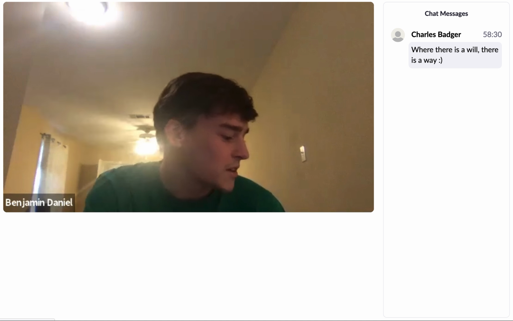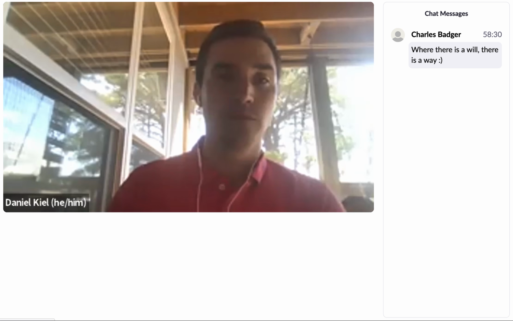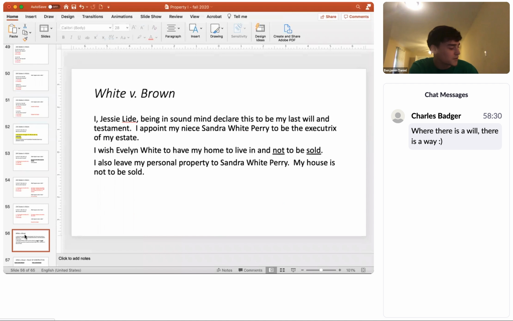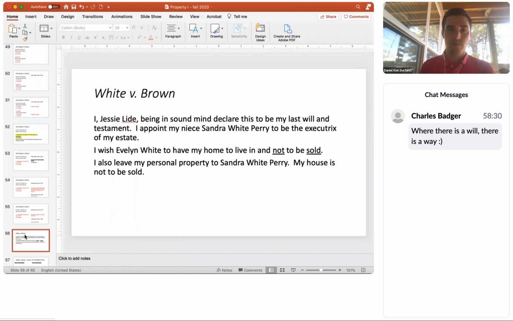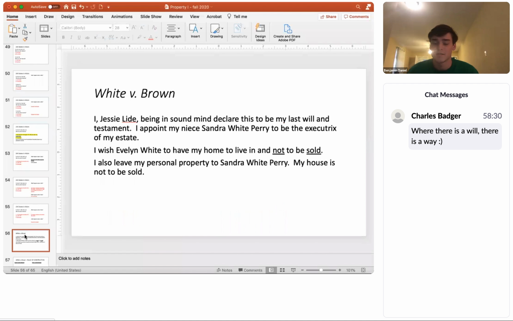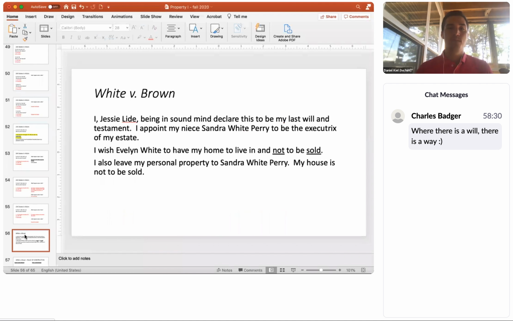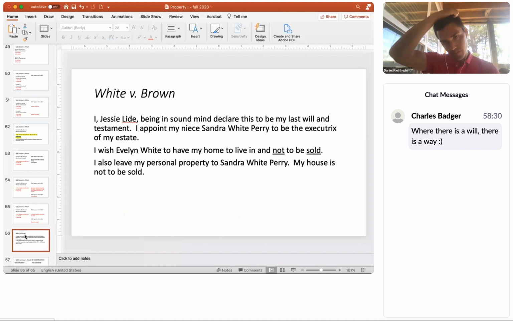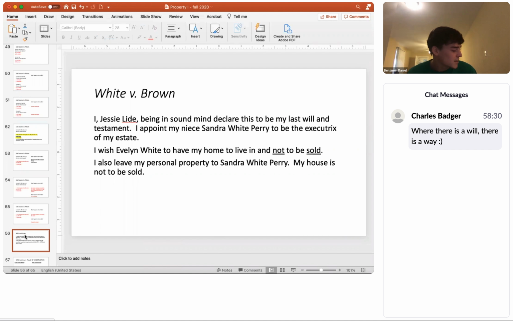But in her will, she said that she leaves Evelyn White her home to live in, but not to be sold. And it says that she leaves her personal property to Sandra White Perry, who's her sister-in-law and her niece that were living with her. And at the end, it says, "My house is not to be sold again." She reiterated it. And so the issue that they're discussing here is whether or not it's a fee simple given to Evelyn White or a life estate.